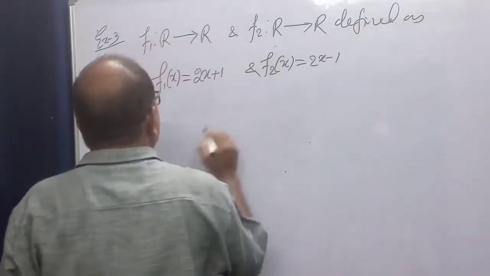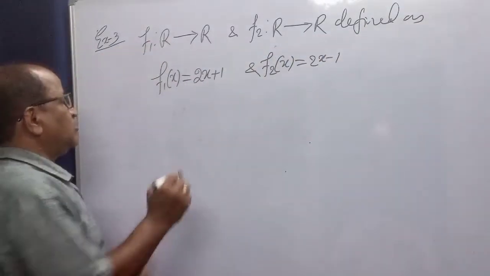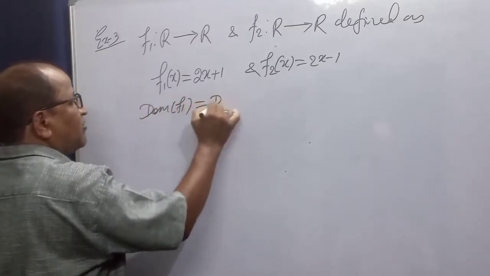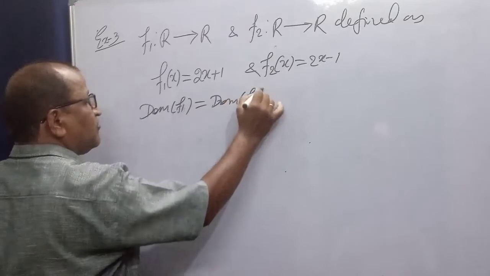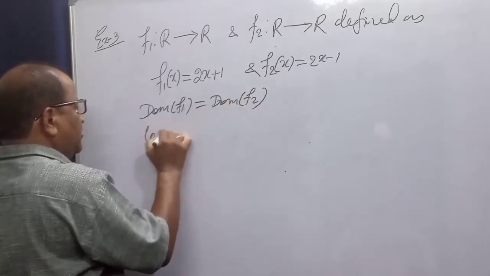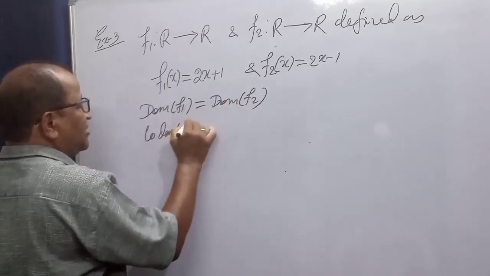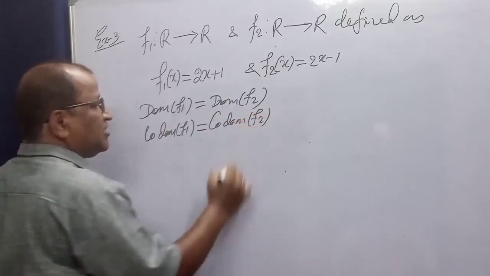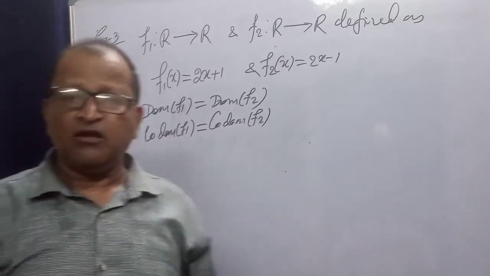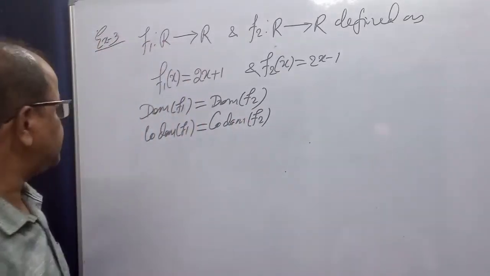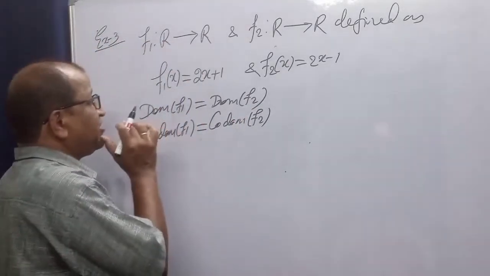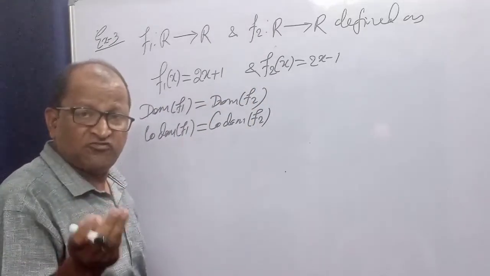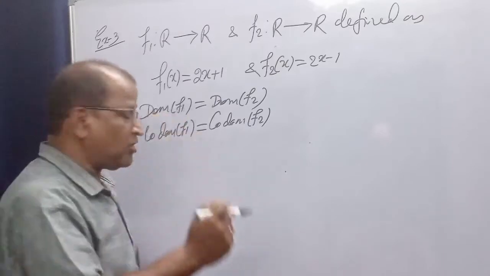Suppose here you see domain of f1 is equal to domain of f2. Codomain of f1 is also equal to codomain of f2. Here domain is the same, codomain is also the same. But what about this expression? You should take one example where they are not equal.